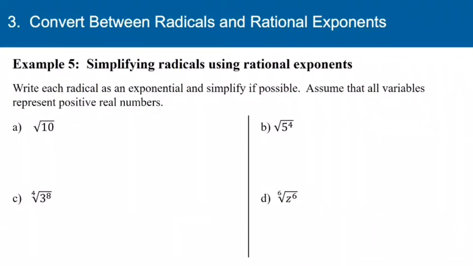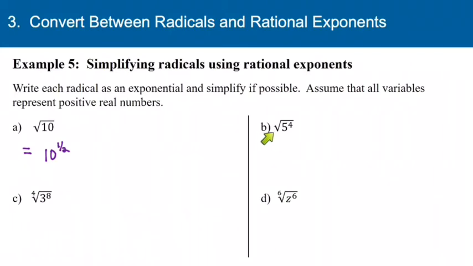Okay, in part A, we have square root of 10. So we know that the square root is the 1/2 power. Remember that the index of the radical tells us the denominator of our exponent. So this is going to be 10 to the 1/2 power. Now that cannot be simplified. So we're just going to leave this in this form.